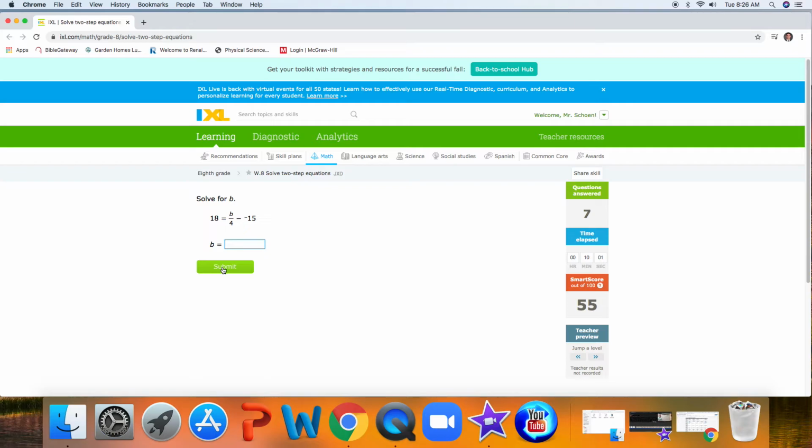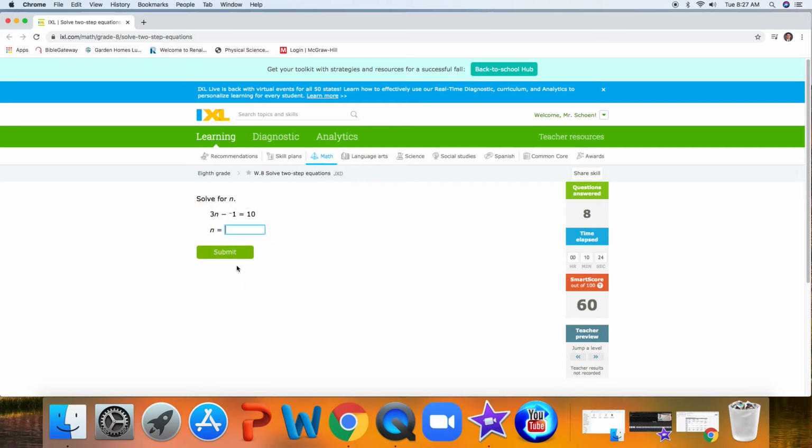I should get 12. Now if I check this, I want to make sure that I've got the right answer. If b equals 12, then 12 divided by 4, or 12 over 4, is going to give me 3. 3 minus negative 15 would turn into an addition problem. 3 plus 15 would be 18. 18 equals 18. So I know that that answer is right if I go back and check.